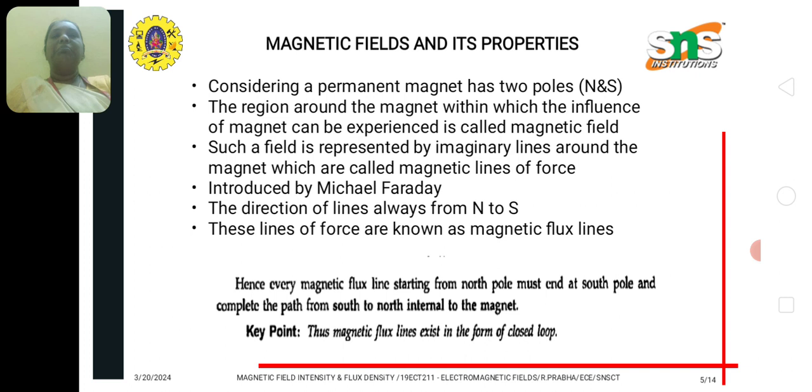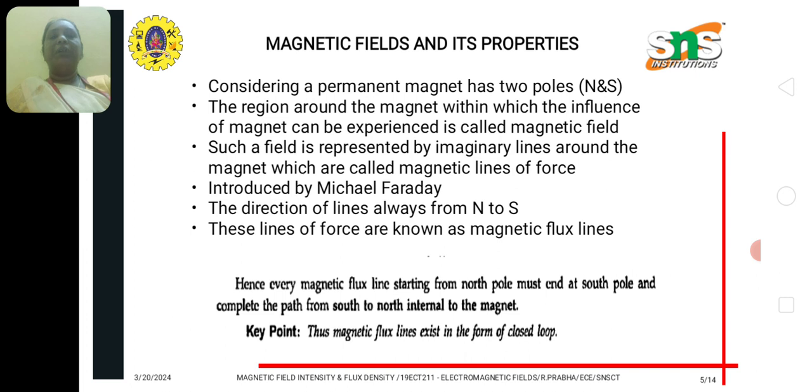Now we see the magnetic fields and their properties. Consider a permanent magnet, which has two poles called N and S. The region around the magnet within which the influence of the magnet can be experienced is called a magnetic field. Such a field is represented by imaginary lines around the magnet, called the magnet's lines of force, which were introduced by Michael Faraday, and the direction of the lines is always from north to south. These lines of force are also known as magnetic flux lines.